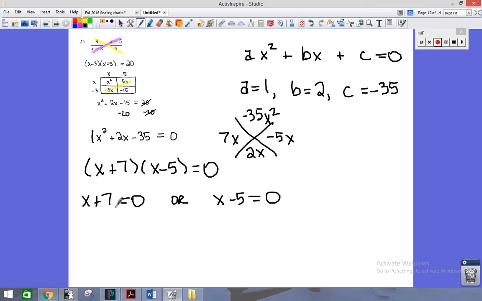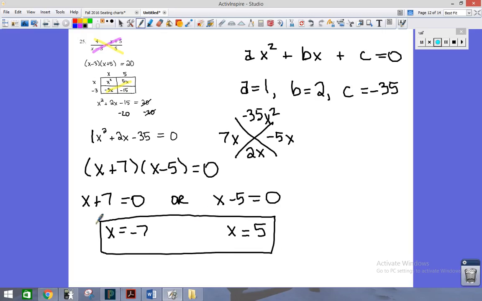This is a one-step equation. Just subtract 7 from both sides, and 0 minus 7 is negative 7, plus a positive 7 gives you a 0. If you add 5 to each side, the negative 5 and positive 5 cancel, and 0 plus 5 is 5. If you look at that, 5 minus 5 is 0, and 0 times anything is 0. So these are the two solutions that I get. There's two answers that solve this proportion.